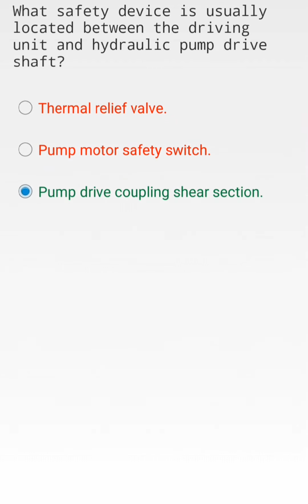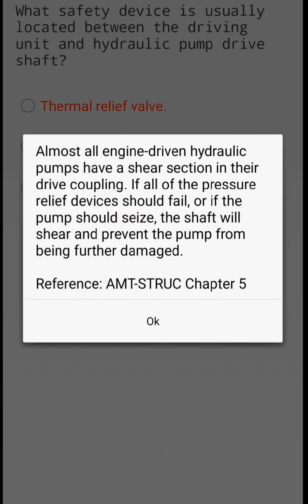What safety device is usually located between the driving unit and hydraulic pump drive shaft? Pump drive coupling shear section. Almost all engine-driven hydraulic pumps have a shear section in their drive coupling. If all of the pressure relief devices should fail, or if the pump should seize, the shaft will shear and prevent the pump from being further damaged.